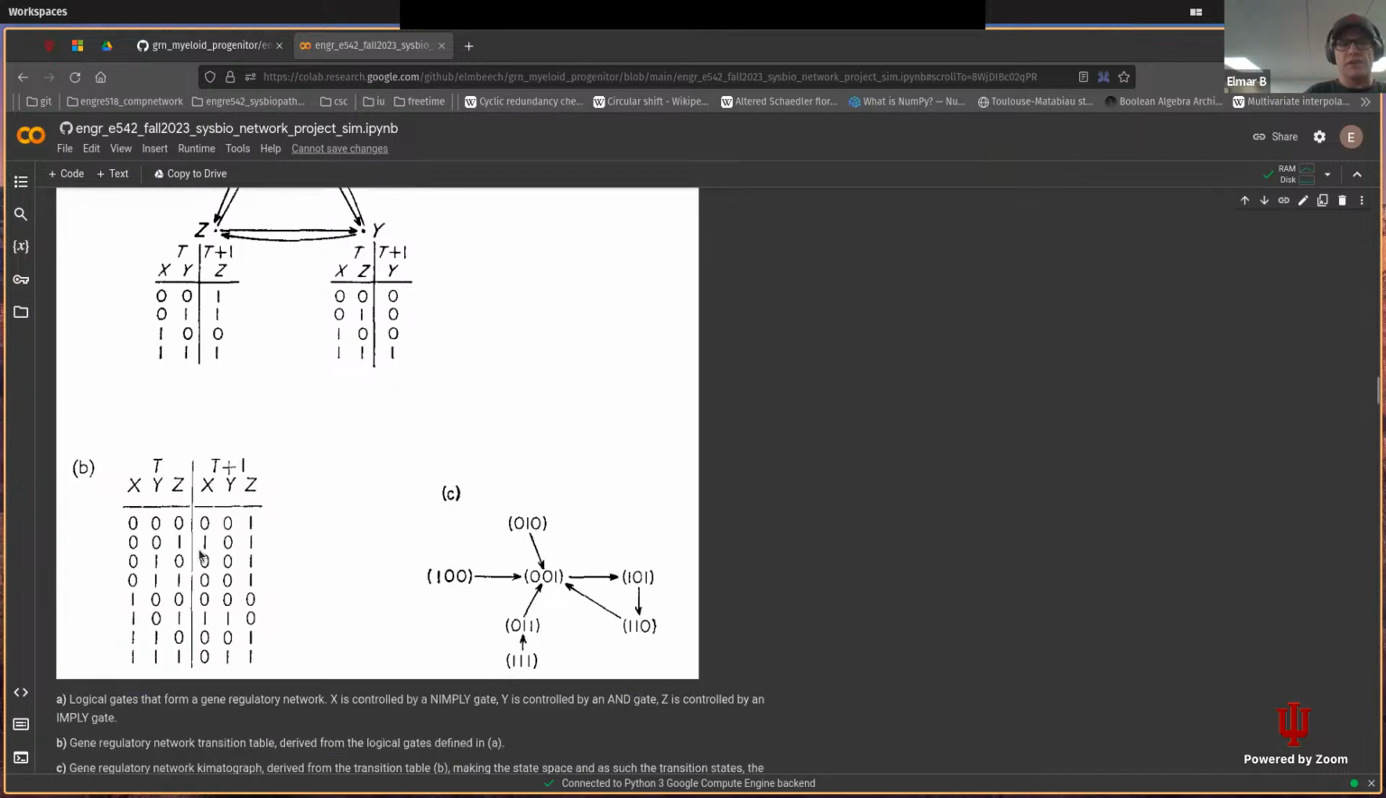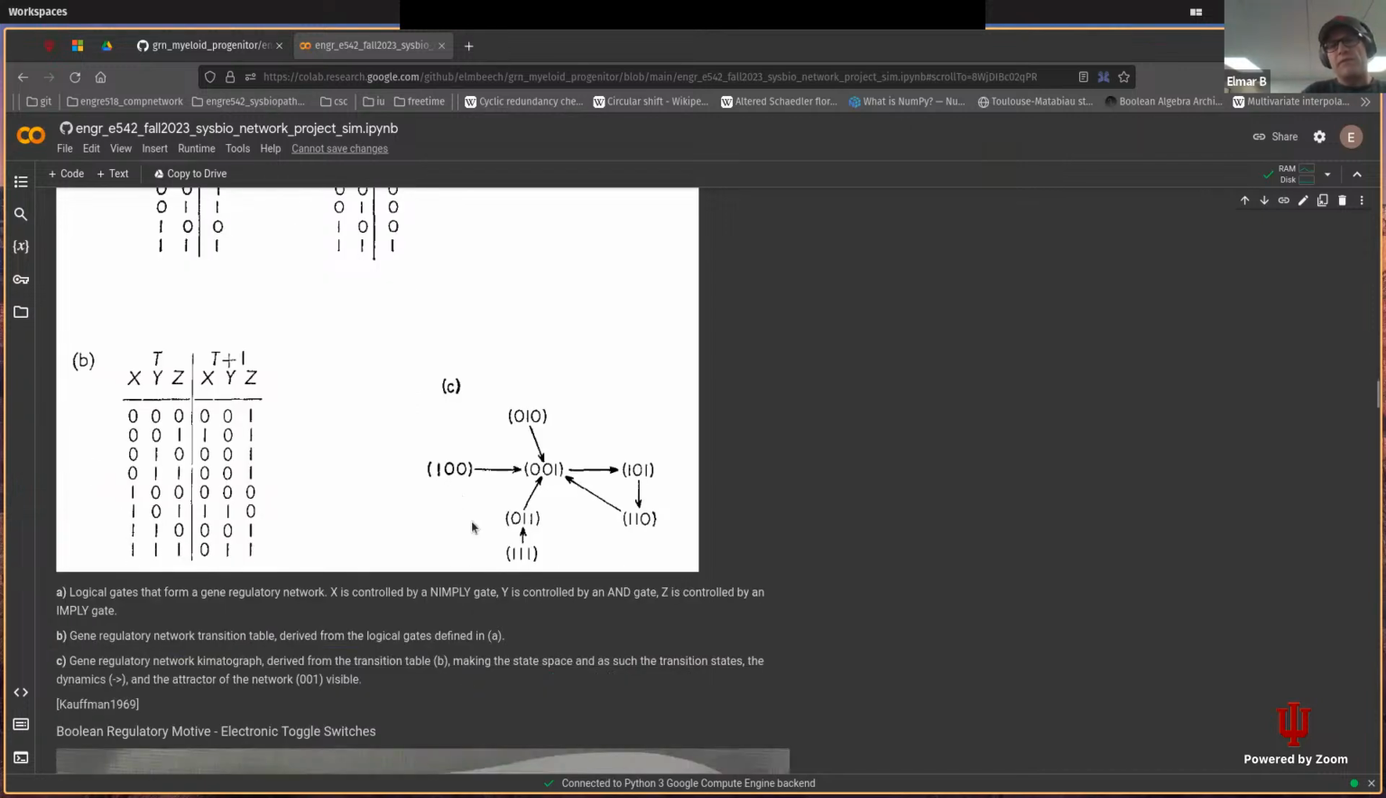So first the transition table, and then from this I can come to the kinetograph, which shows us nicely the dynamics. So from each state that we have, from each transition state towards how we come to the attractor. This is here a little cycle attractor that we end up in, in this example.